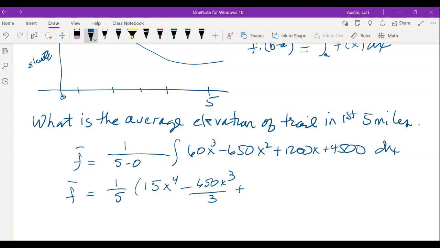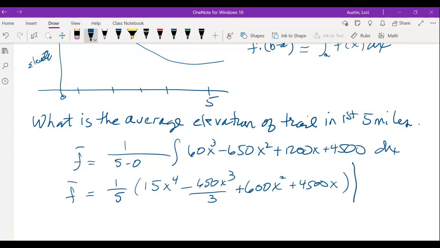1200x squared divided by 2, which is what? And then plus 4500x. What did I do? Oh, yeah, I forgot the squared. There you go. Squared. Thank you.